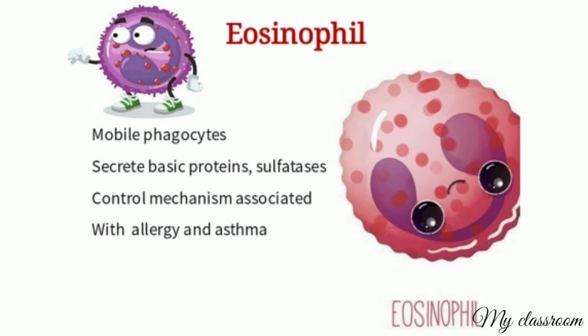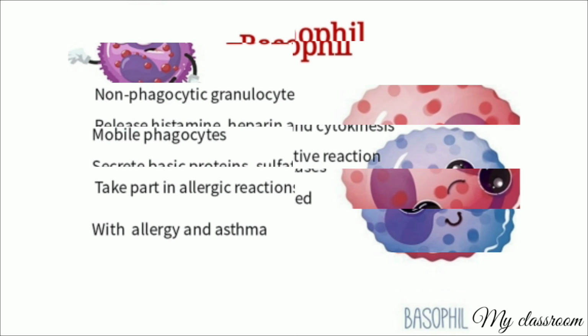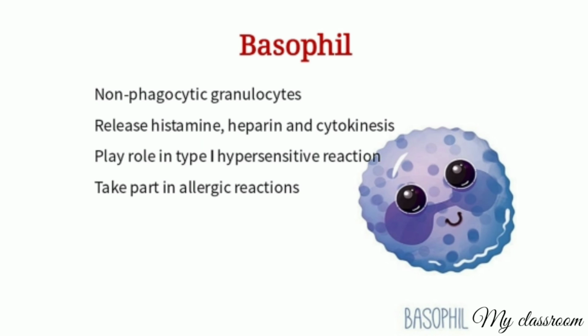Eosinophil. They are the mobile phagocytes. They secrete basic proteins, sulfatases. They control mechanisms associated with allergy and asthma. Basophil. They are the non-phagocytic granulocytes. They release histamine, heparin and cytokines. They play a role in type 1 hypersensitive reaction, that is the immediate reaction. Basophils also take part in allergic reactions.